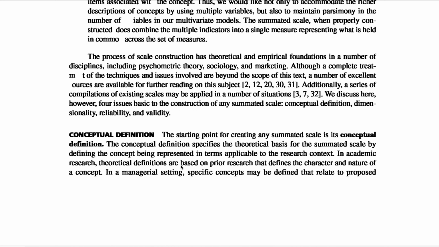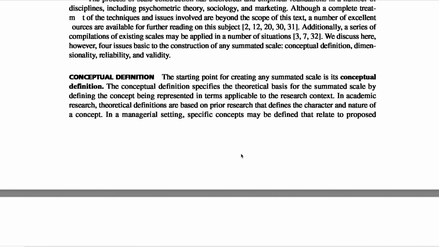Conceptual definition. The starting point for creating any summated scale is its conceptual definition. The conceptual definition specifies the theoretical basis of the summated scale by defining the concept being represented in terms of its application to the research context.